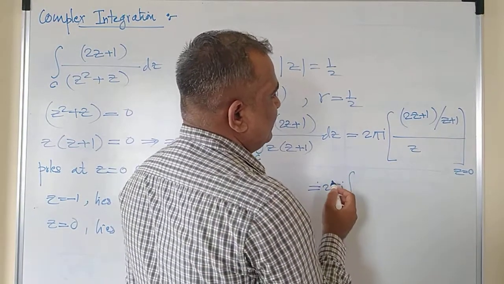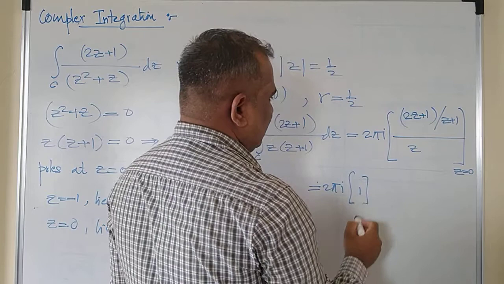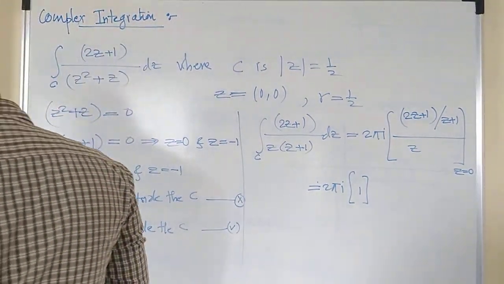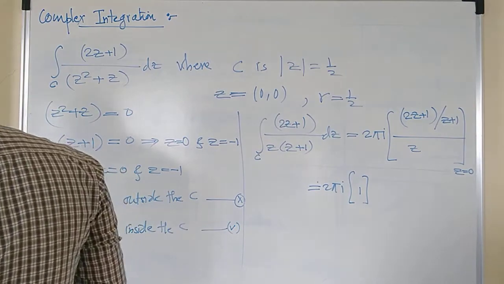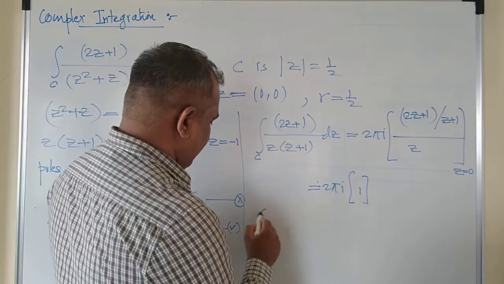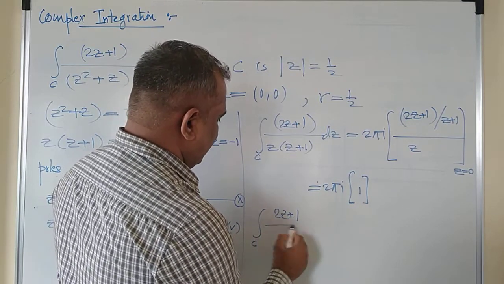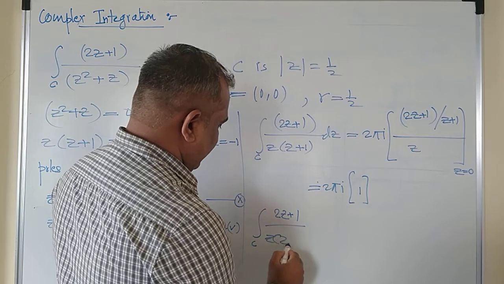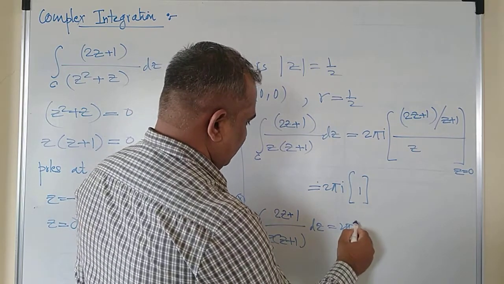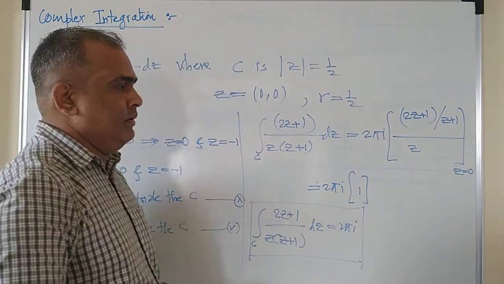If you put z equals 0, here you will get 1 and here you will get 1. So this is equal to 1 only, right? And thus the answer is 2 pi i. So the integral over the curve C of (2z plus 1) divided by z into (z plus 1) dz is equal to 2 pi i. This is the solution of the given complex integral, right?